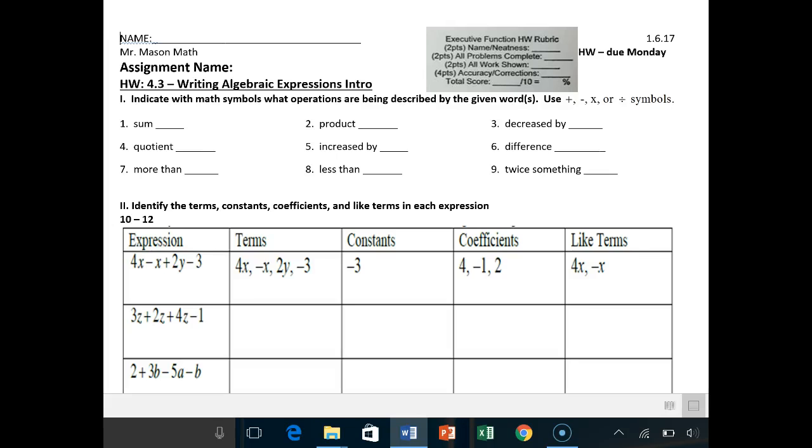So I'm going to help you out with homework 4.3, writing Algebraic Expressions intro. This is due Monday, so let's get this done today and you can have a wonderful weekend.